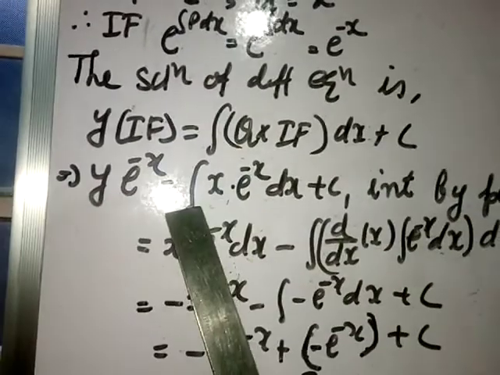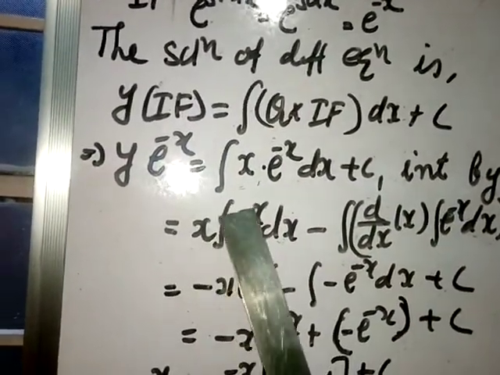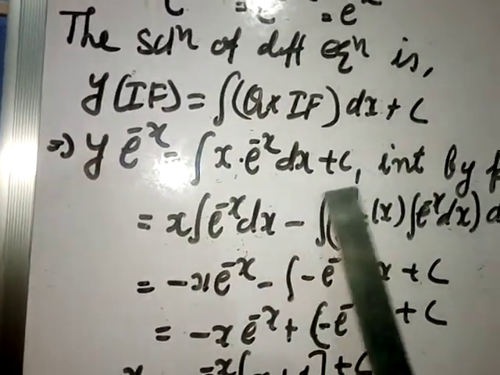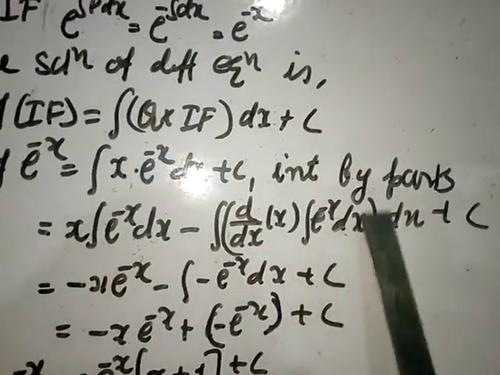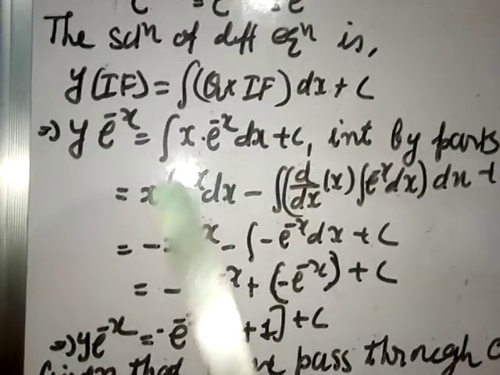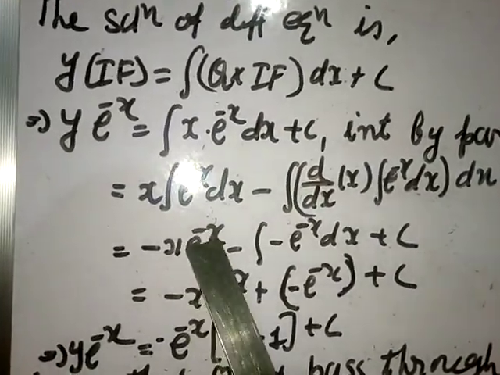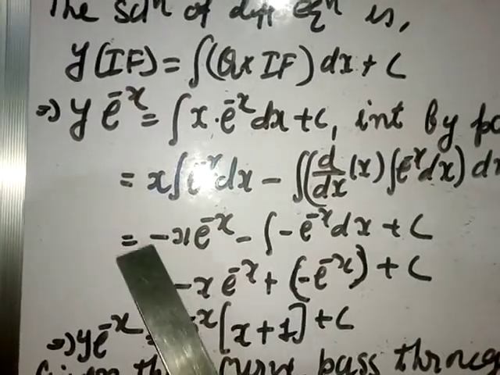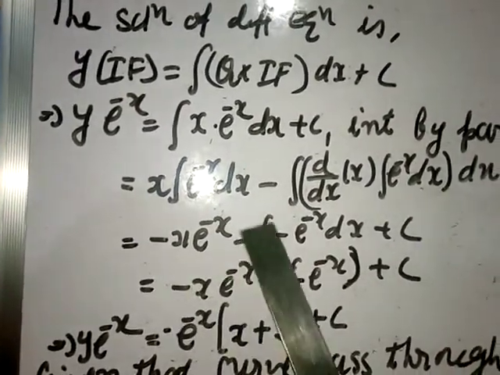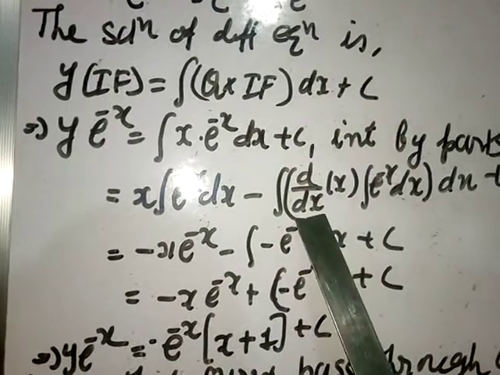Integrating by parts. Take x as the first function, so x into the integral of e power minus x dx, minus the integral of the derivative of x, that is d by dx of x, into the integral of e power minus x dx, and integrate the full thing, plus c. The integral of e power minus x is e power minus x divided by the coefficient of x, that is minus 1, so multiply by minus 1. Minus the derivative of x with respect to x, which is 1.